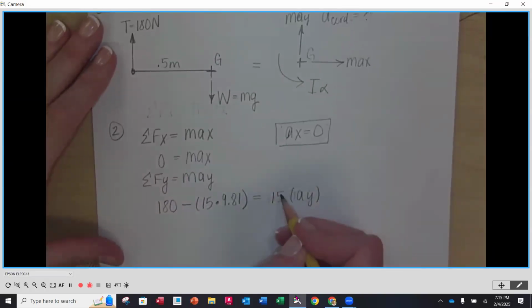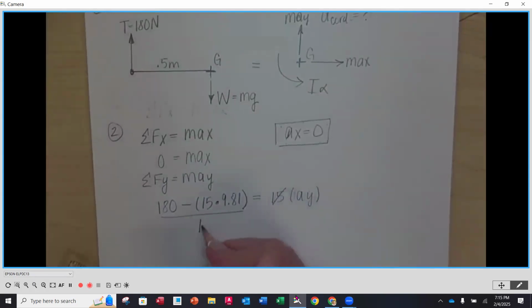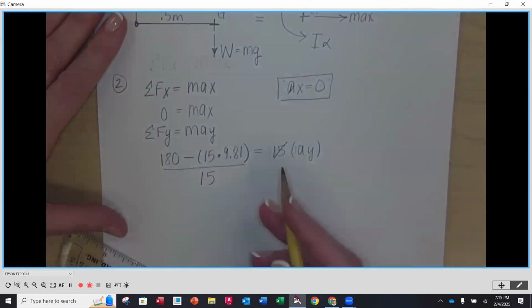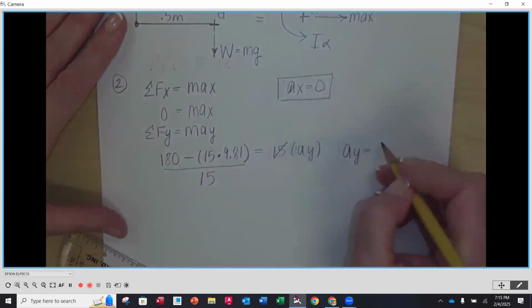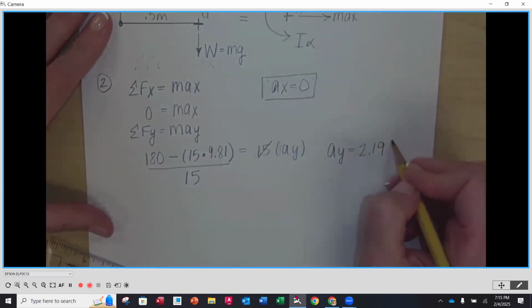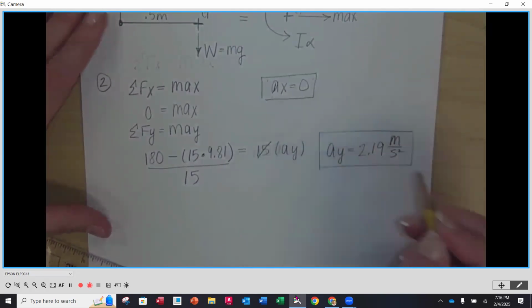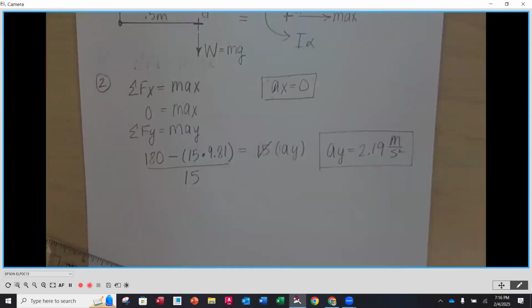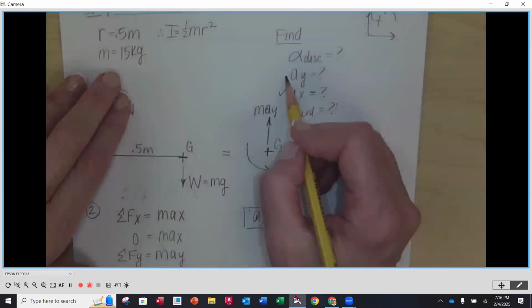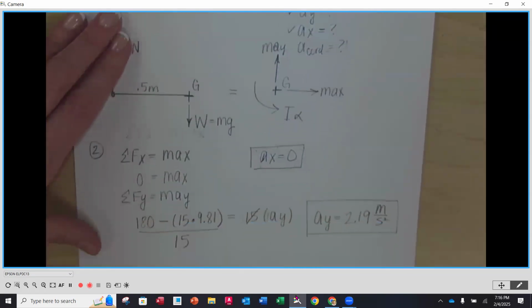So solving for the acceleration at y, we're going to divide both sides by 15. So we end up getting, solving, ay should be equal to, make sure you check your values here, 2.19, and this would be meters per second squared. Is that what you got? Mm-hmm. So that's another one of our values taken care of. Here we go.